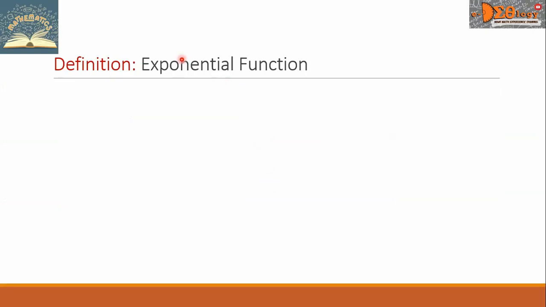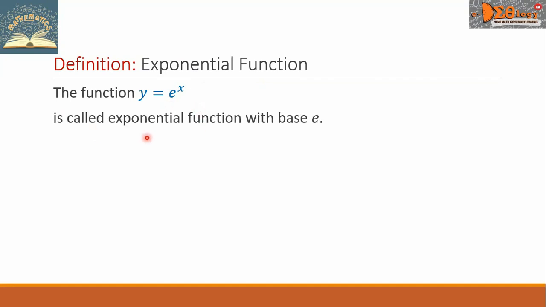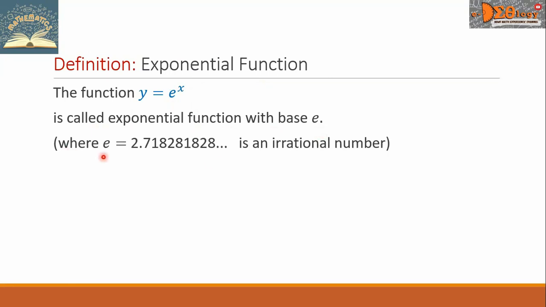First, let us define exponential function. The function y equals e raised to x is called exponential function with base e, where e is equal to 2.718281828 and so on, and this is an irrational number.